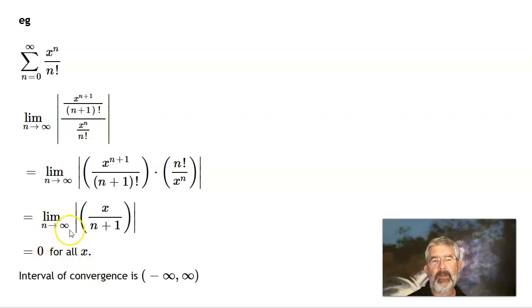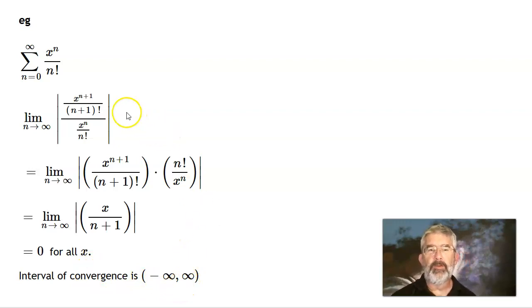Now, take the limit as n goes to infinity. There's just an n on the bottom here. So no matter what x you choose, as n goes to infinity, it will eventually get bigger than x, and this fraction will go to 0. So this limit is equal to 0 for all x. And notice, 0 is less than 1. And so this converges for every single value of x, for the whole real line. The interval of convergence is minus infinity to infinity.